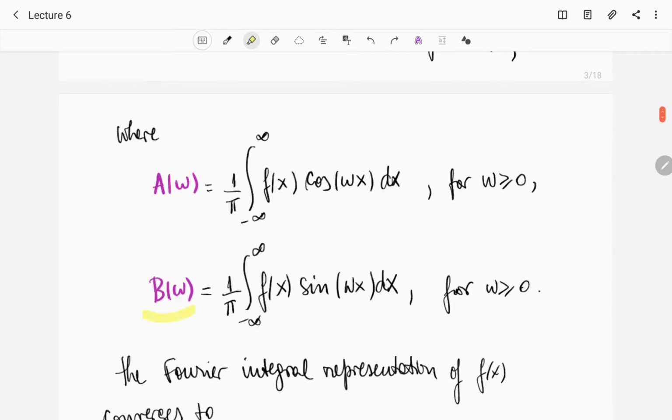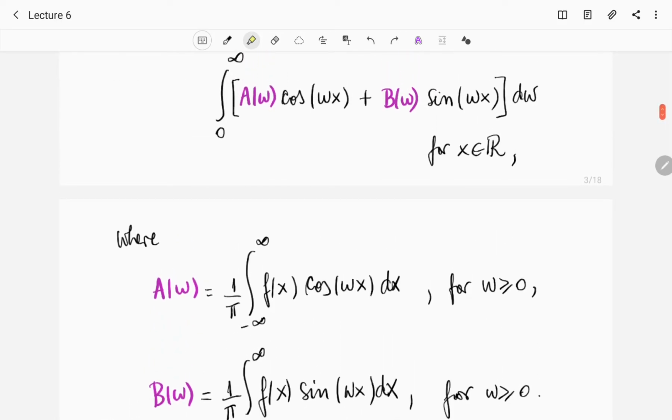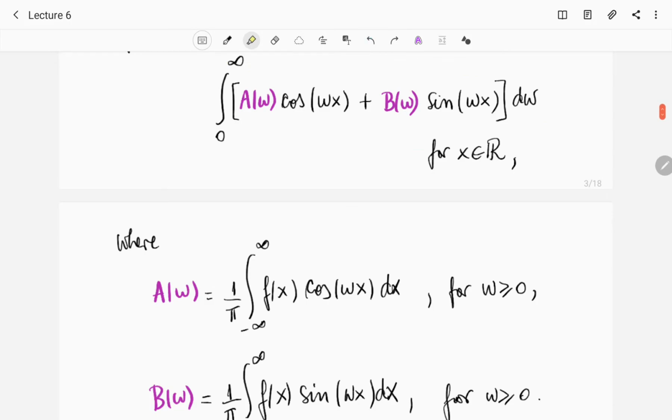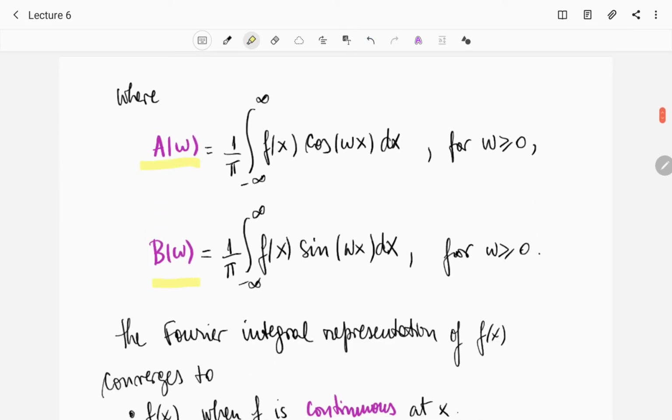And again, now we have the formula for the function b of omega, which has the same factor in the front. And here we have these improper integrals that we saw in the auxiliary notes. So that's why we mentioned them in the notes. And we have the f times the sine of omega x. Okay, so this is our new situation. This will be our Fourier integral representation of a function f. And here we have the formulas to compute this function a of omega and b of omega.